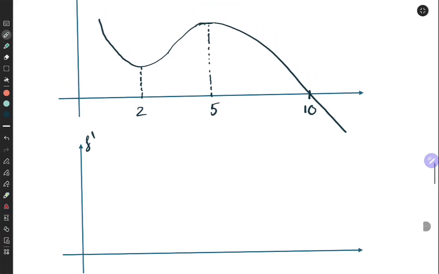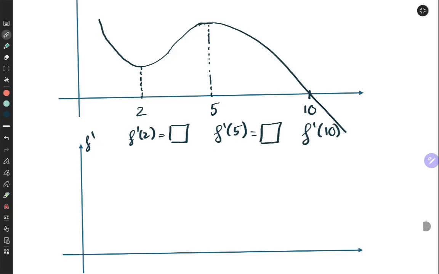In order to do this, I need you to fill in 3 blanks. What would be f prime of 2? What would be f prime at 5? That means the speed, the behavior, the derivative of that function at these numbers. That basically, with the plot, you're able to locate these points in here. You get the idea of what this one looks like. Try that.